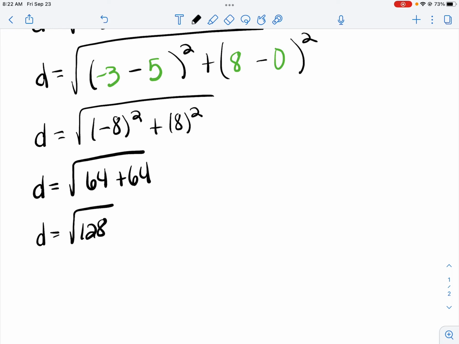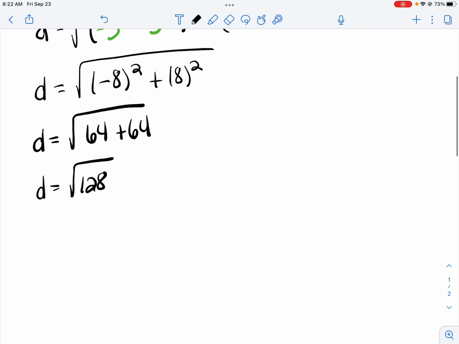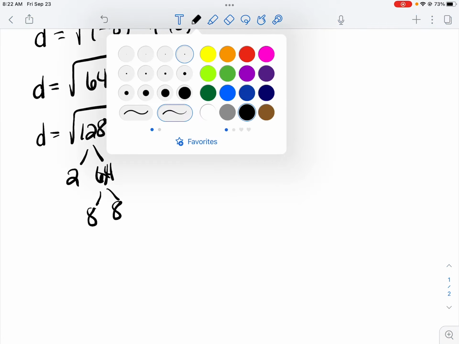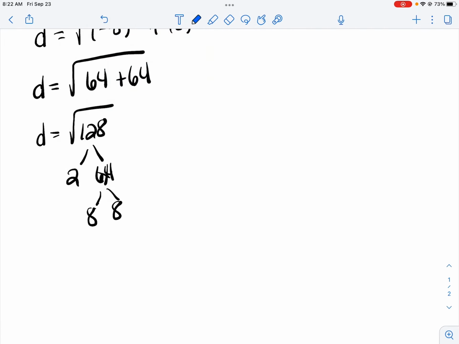We always need to simplify the square roots if possible, not type them into the calculator for a decimal answer. So make a factor tree for 128. It's 2 times 64. 64 is 8 times 8. And since I have a pair here, I can pull out an 8 to represent that pair, and the 2 is left underneath that root. And so our distance here is 8 square roots of 2.